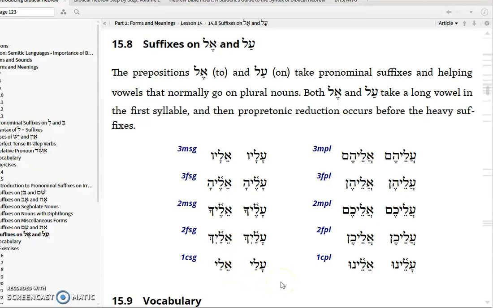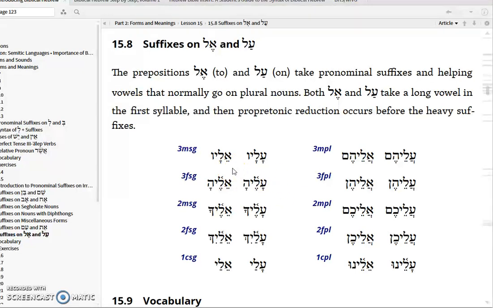In fact, when I used a different grammar, I would have people learn preposition la and preposition el, and that made it real easy to learn the suffixes on singular and plural nouns, because they are more or less the same. Al behaves in the same way.